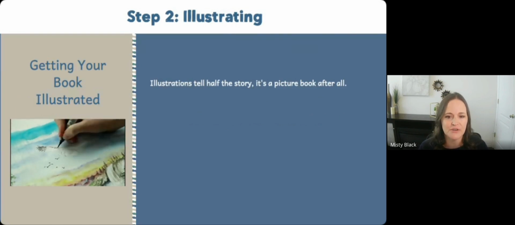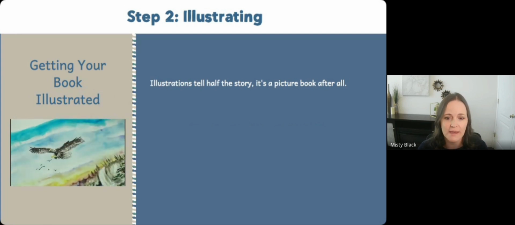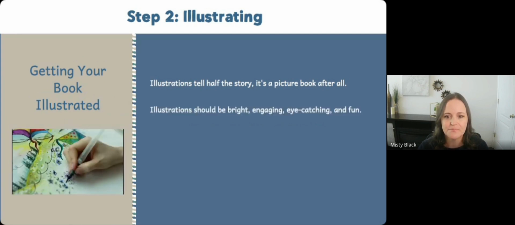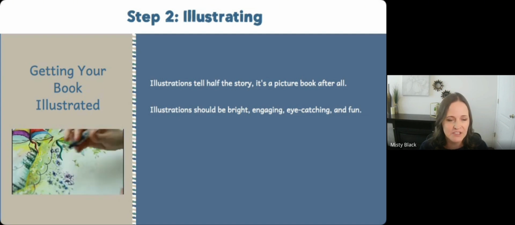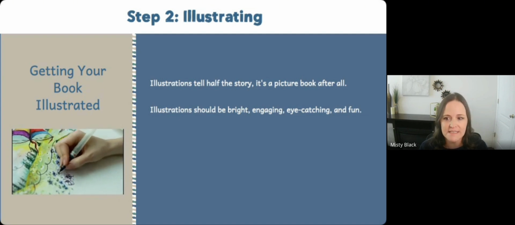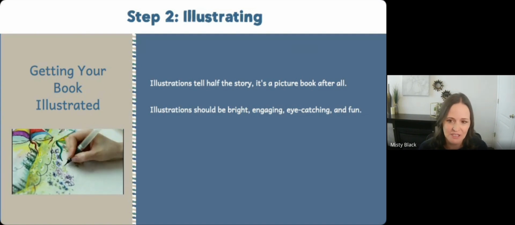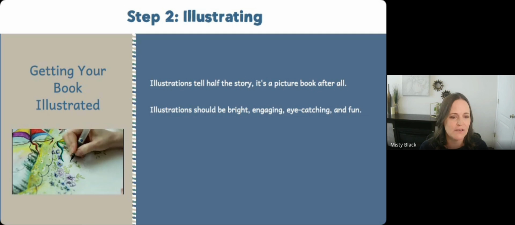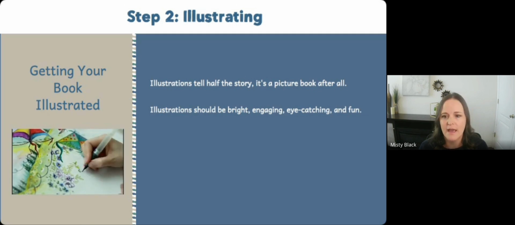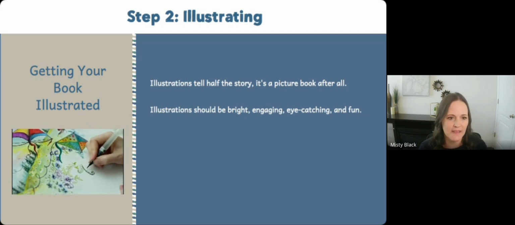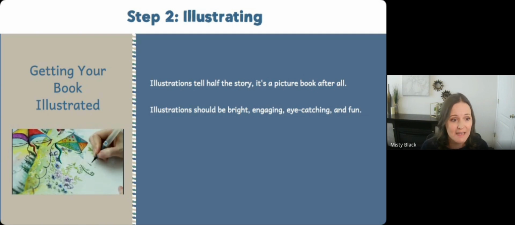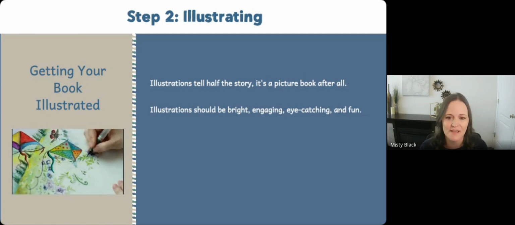Step number 2 is illustrating your book. In a picture book, illustrations tell half the story. They can also tell a lot of the story in a chapter book. Illustrations should be bright, engaging, eye-catching, fun, full of detail. My illustrator here likes to add hidden ladybugs on each page to make it more fun. She's also done hearts, frogs, and it's fun. We advertise that at the end of the book. We're like, go back and read it again and find these hidden objects, and kids just love that.